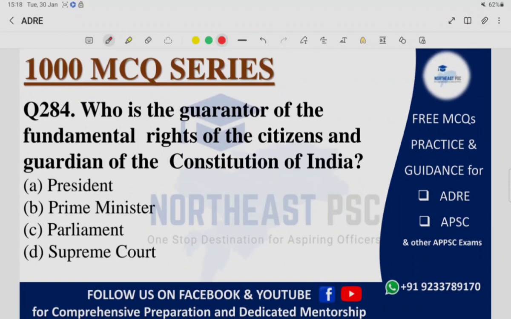Who is the guarantor of the fundamental rights of the citizens and guardian of the Constitution of India?